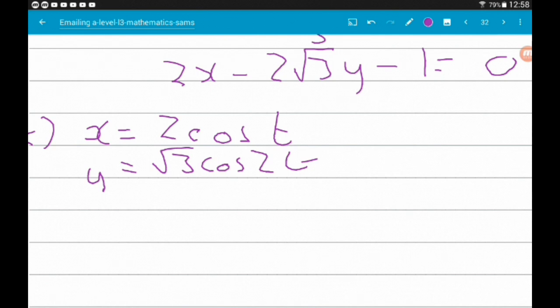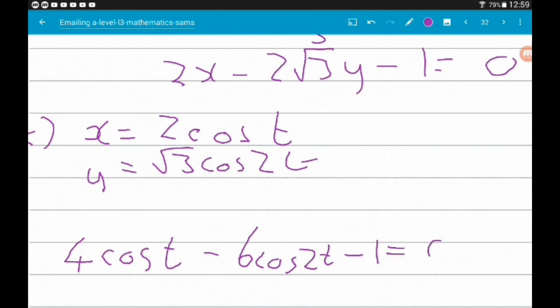So we are going to get 4 cos of t minus 2 root 3 cos of 2t. Now 2 root 3 is 2 times 3. So we get minus 6 lots of cos of 2t minus 1 is equal to 0.